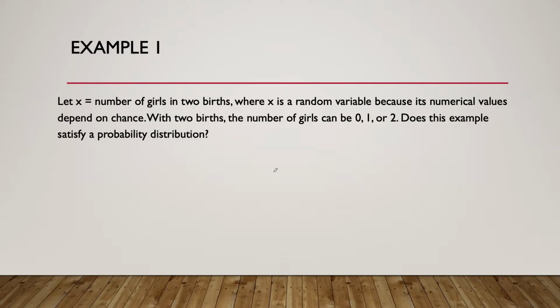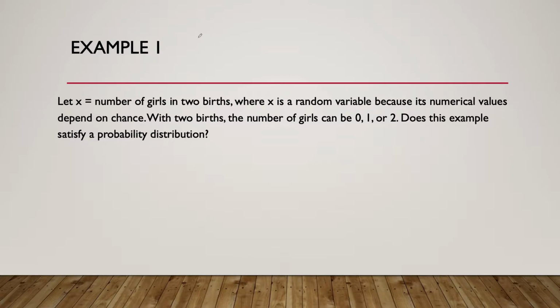Alright, so for example, let x be the number of girls within 2 births, where x is a random variable because its numerical values depend on chance. With 2 births, the number of girls can be 0, 1, or 2. Does this example satisfy a probability distribution? Well, we can make a table from it, right?